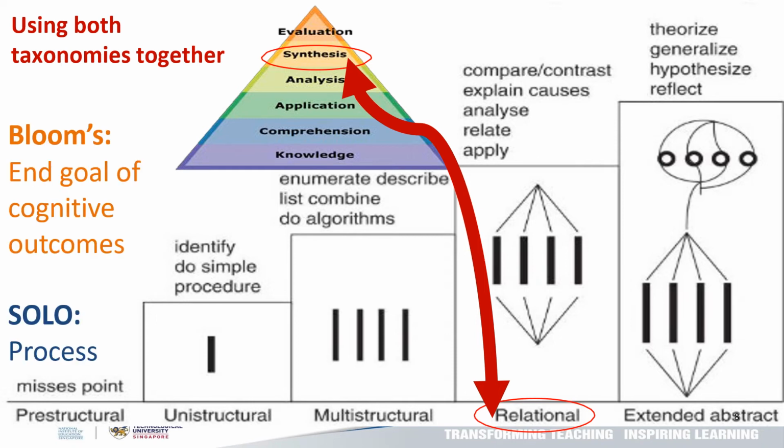So we can think of Bloom's taxonomy as offering end goals of cognitive outcomes and SOLO learning outcomes as processes on how to move from one level of understanding to another.